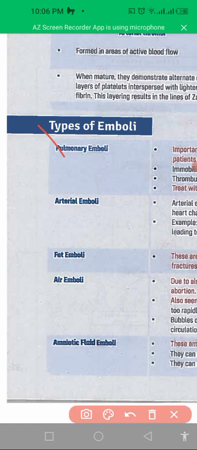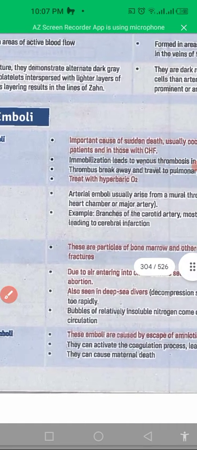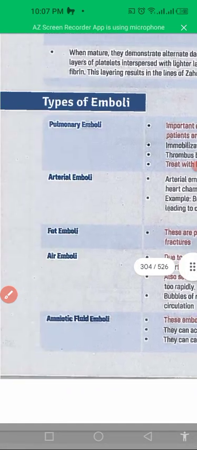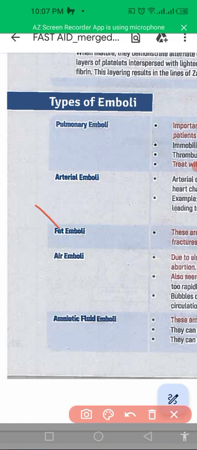As we can see, pulmonary embolism occurs because of air in the vein or any other cause. Arterial embolus occurs because of embolic arterial disease and chamber disease. Fat embolism occurs when a long bone is fractured, and then amniotic embolism occurs when amniotic fluid enters the circulation.